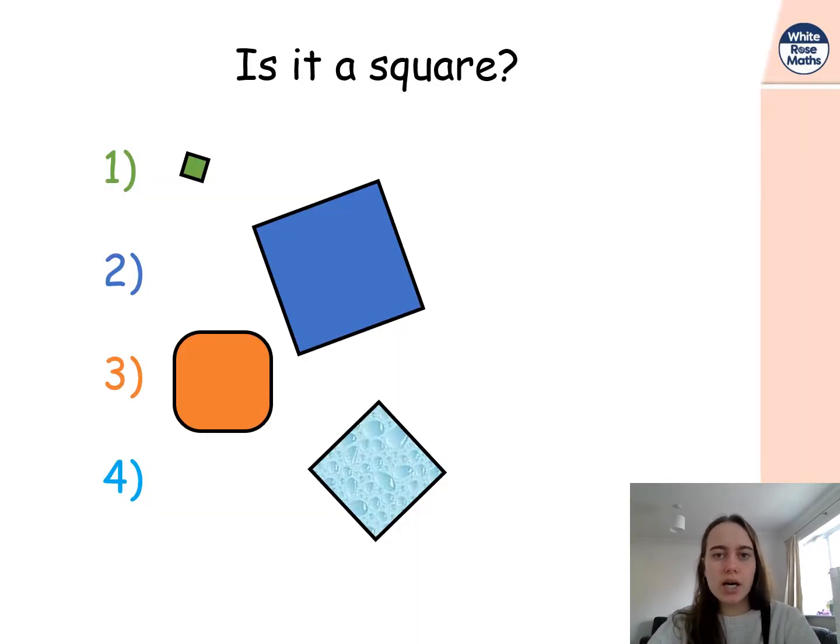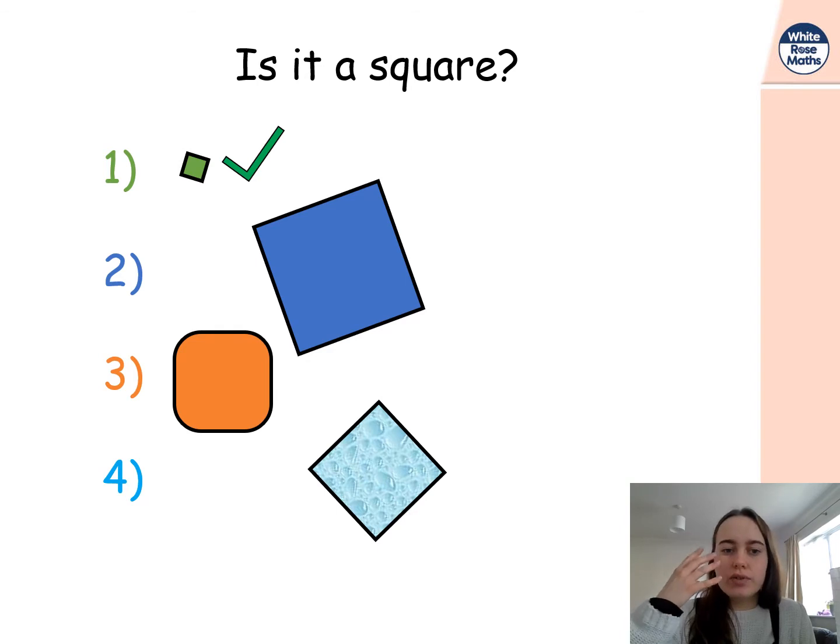To begin with, I would like you to tell me whether these are squares or not. So what do you think? Question 1, that green square, is it a square or is it not a square? I would like you to tell me whether these shapes are squares or not. So number 1, is that green shape a square or is it not? What do you think? That's right, it is a square because it's got 4 sides and 4 vertices.